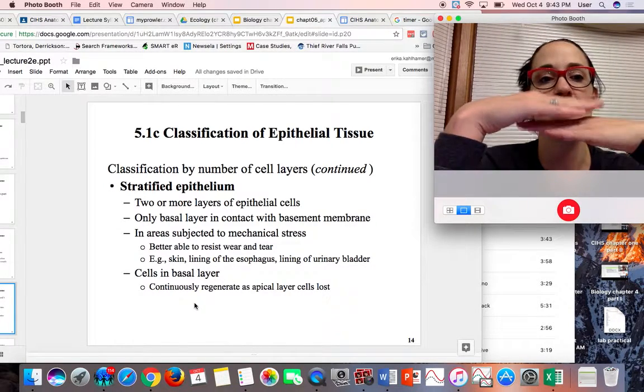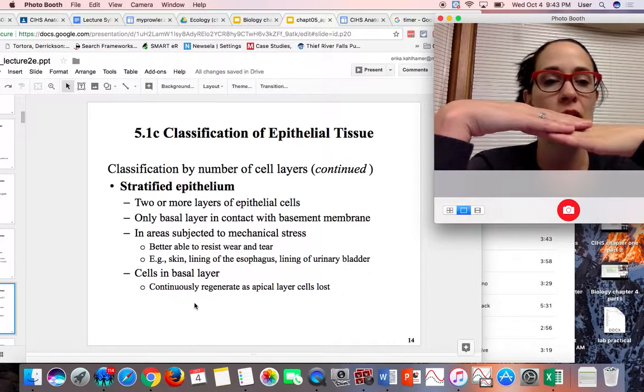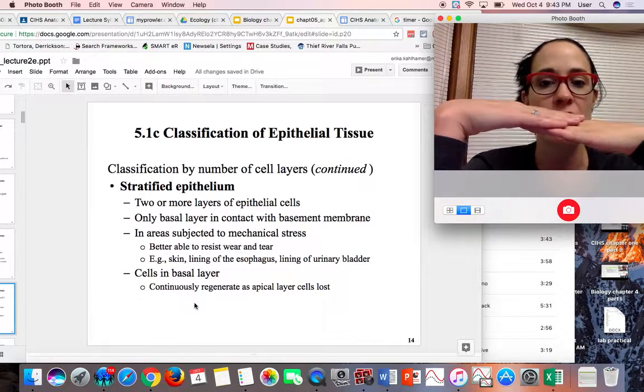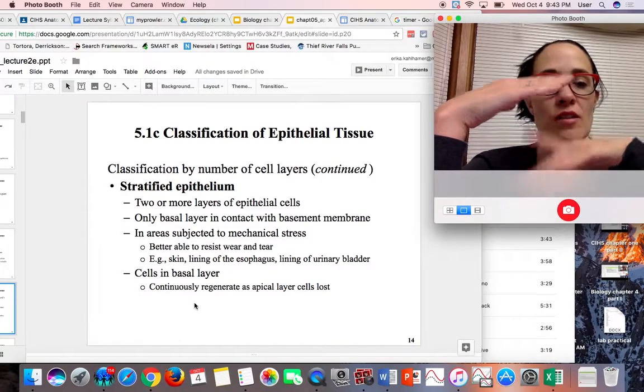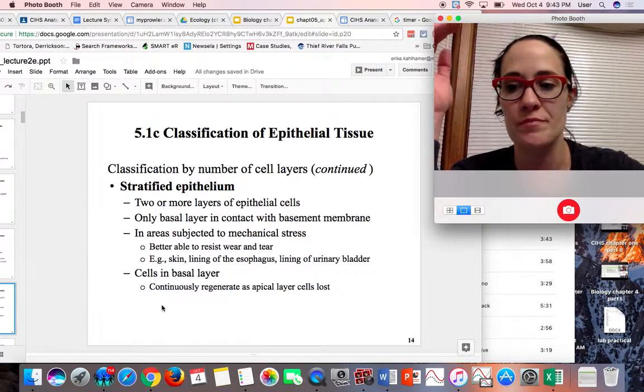So we have multiple layers, right? And if I had more hands, they would go down. The cells in the bottom layer are continually made to replace cells at the top. And it just keeps going and pushing up.